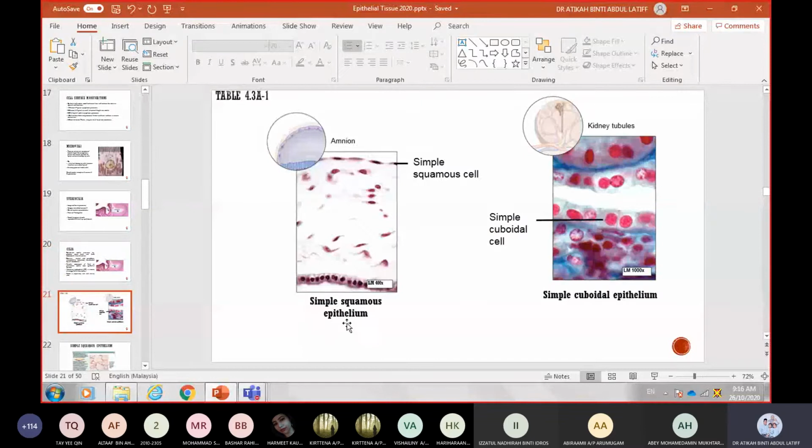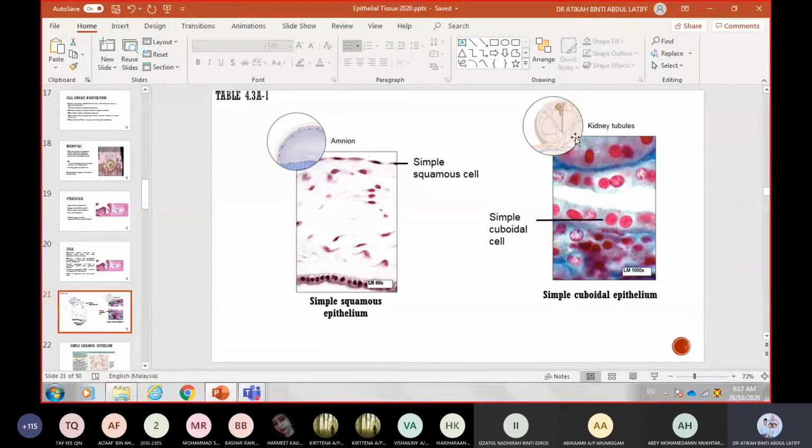Okay, so you can see here examples of how we name the epithelium. In the amnion cavity, this is the amniotic fluid inside, and it is lined by this simple squamous epithelium. Why is it named simple squamous? Because it's simple, one cell layer thick, and squamous because of the flattened appearance. The shape of the cell is flattened, so it's called simple squamous epithelium.